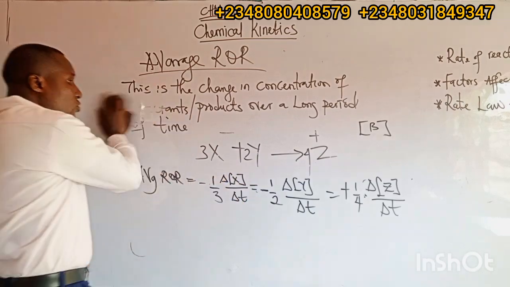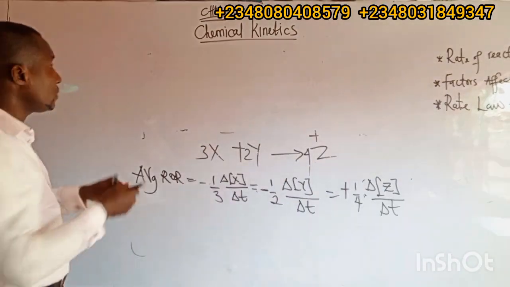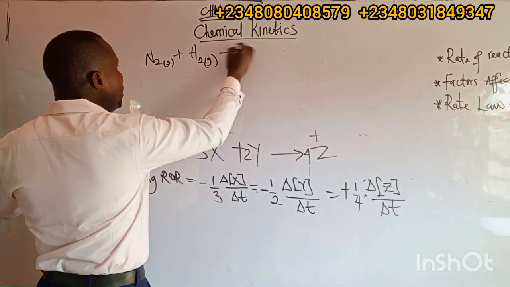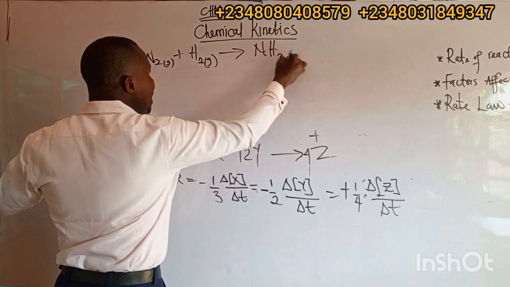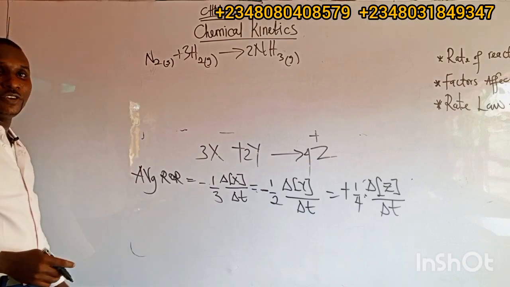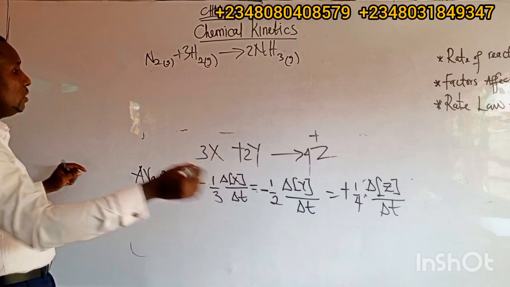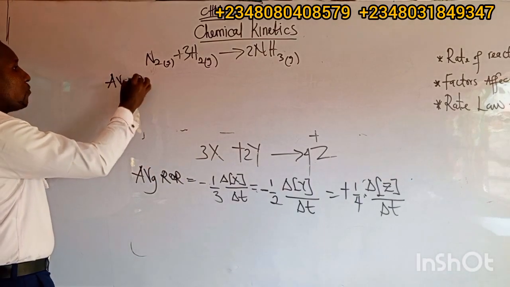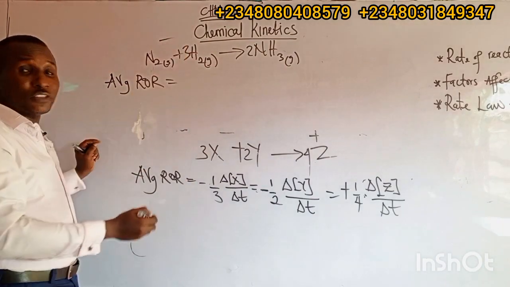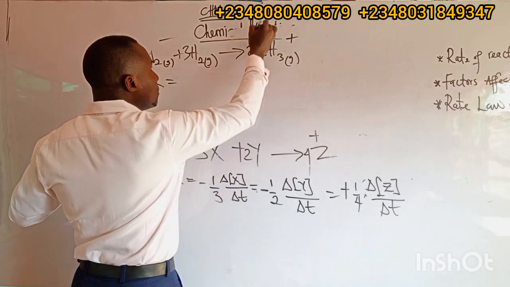Let us look at this. When you have nitrogen gas plus hydrogen gas to give ammonia gas, put 2 here, put 3 here. Express this in terms of average rate of reaction. This is a balanced equation. Therefore, the average rate of reaction will be: this is the reactant decreasing in concentration, and this is the product increasing in concentration.